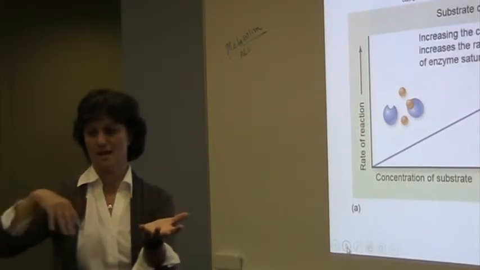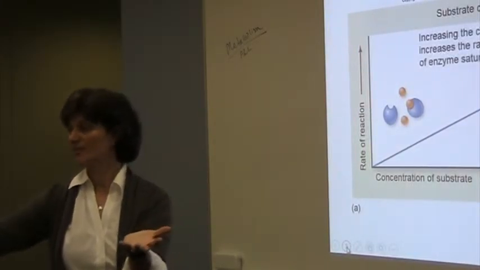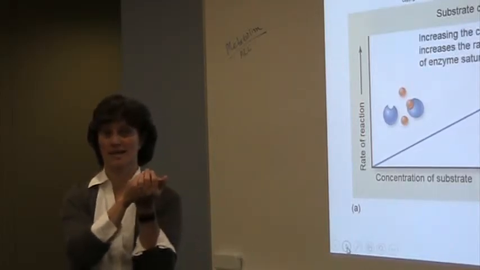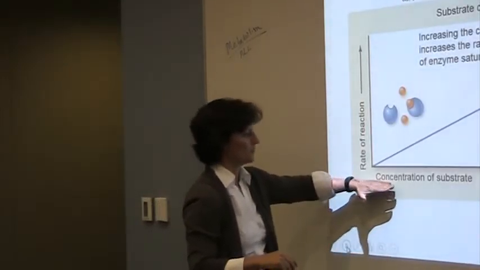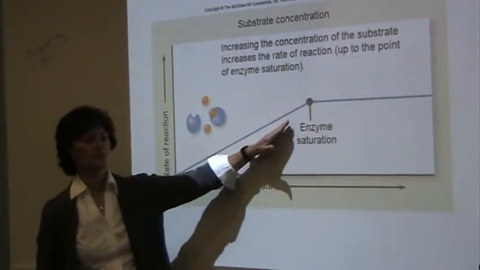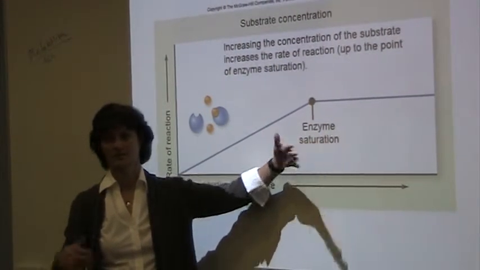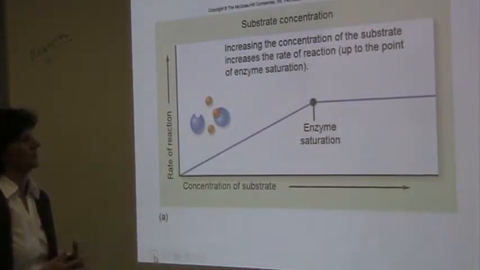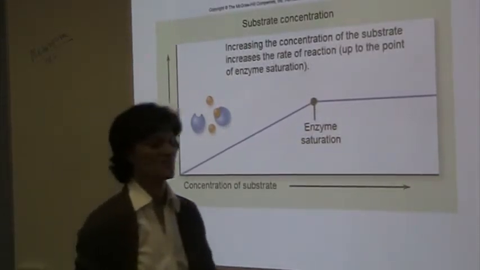But if you have 10 enzymes and you increase the substrates to 100, the likelihood of them finding an enzyme is much higher. But remember, as the concentration of the substrates increases, it goes up to the point that the enzymes are all saturated. At that point, it doesn't matter how much more substrate you put in there, you can't get any more product per time. Right? So that's one variable.